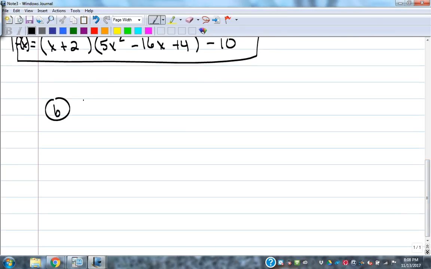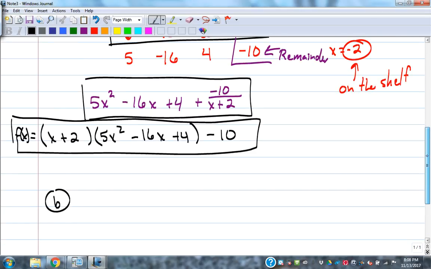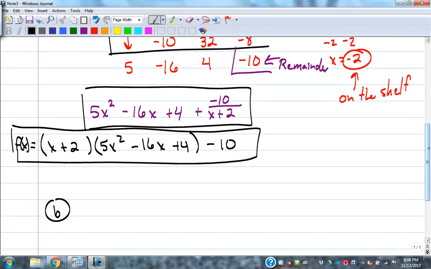All right, let's do another synthetic division. You got to know which one. When can you do synthetic division? You can do synthetic.